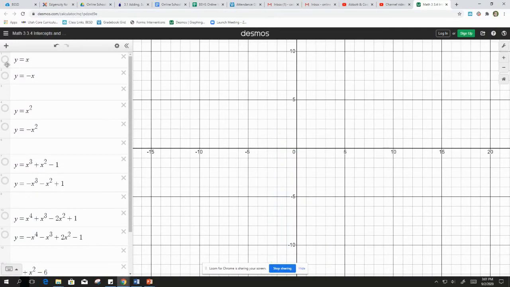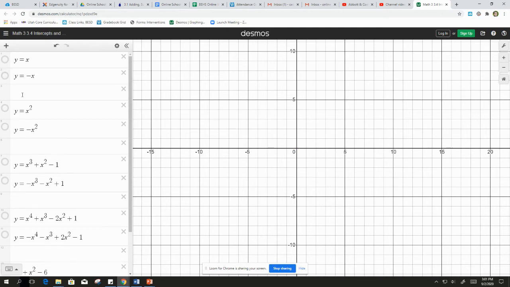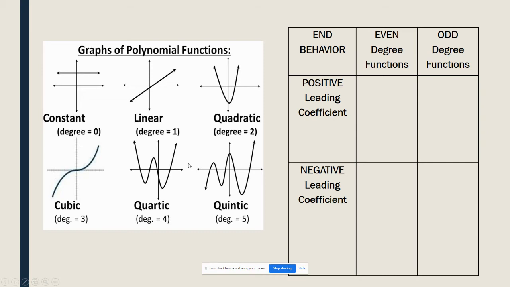Oh, you know what? I also noticed that this linear function started down on the left and ended up on the right. This cubic function started down on the left and ended up on the right. And then when I made those negative, that negative linear function started up on the left and went down on the right. This negative cubic function started up on the left and down on the right. Why is that the case? What patterns are we recognizing here?